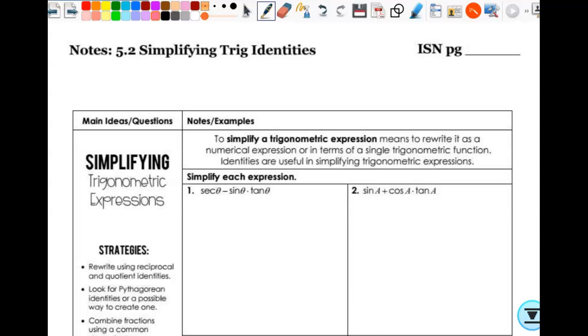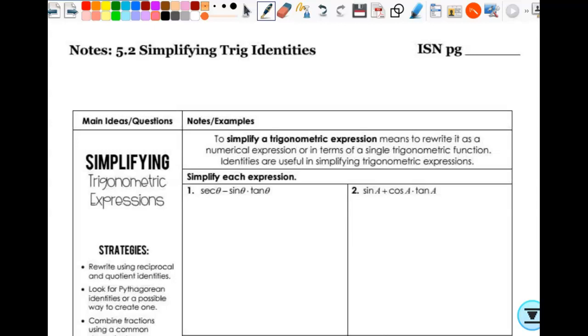Okay, so you have your reference sheet, right, so that we can look at this, because we're going to need it. And we're going to simplify trig expressions. So remember, on your reference chart, those are identities, and they're all equations, which means they all have equal signs. These are trigonometric expressions. They do not have equal signs. There's nothing to solve for, therefore we're not solving, we are simplifying.